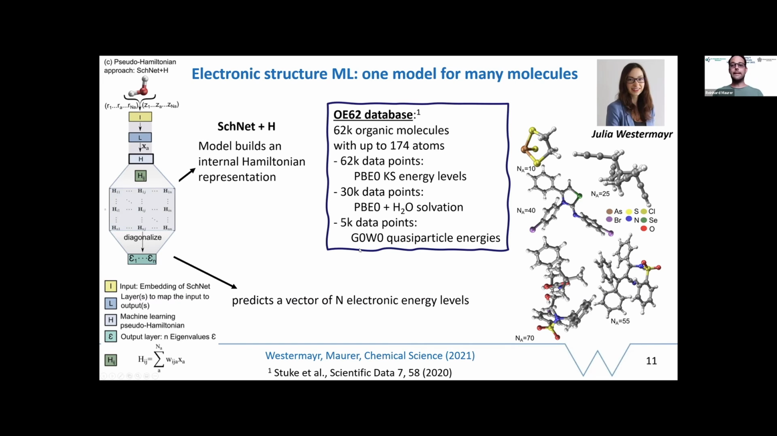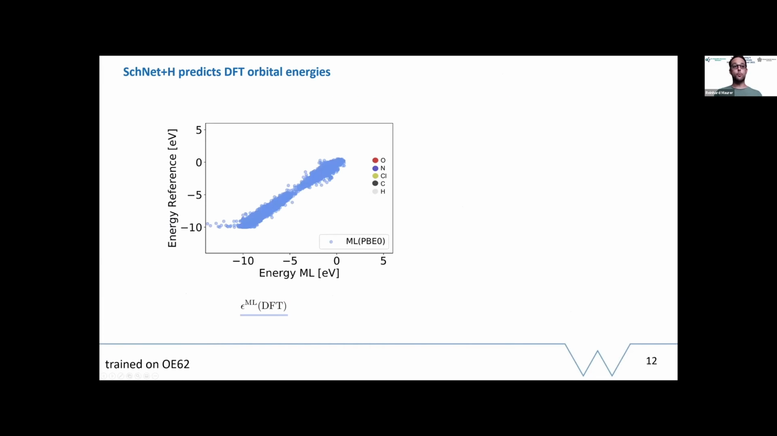So what do we get if we train on this data set? So we train on about 40,000, 50,000 data points of this data set. And you can see on the x-axis, we have the energy level prediction with the ML model. On the y-axis, we have the reference, and we get a correlation. So the model does predict something. At the lower end of these energy levels, we can see it's trailing off. So there's some higher error in these points.